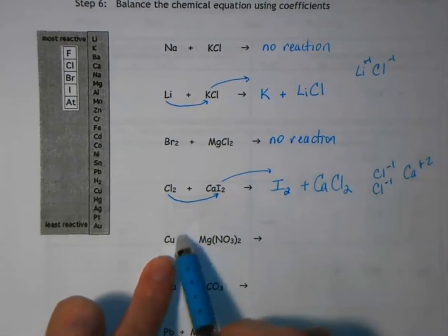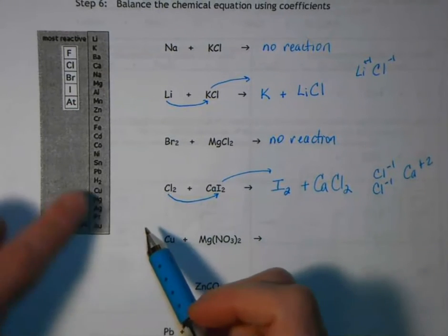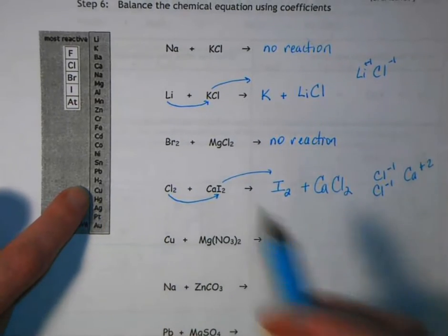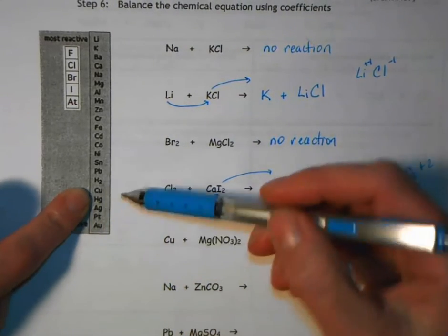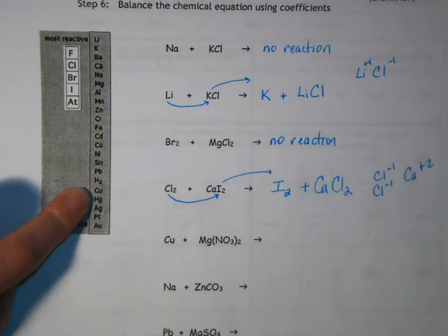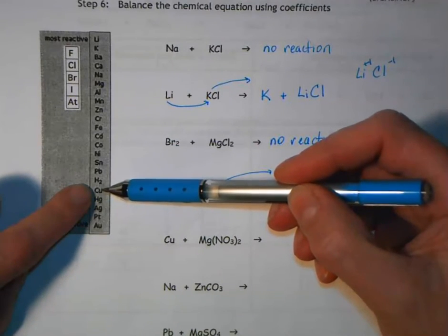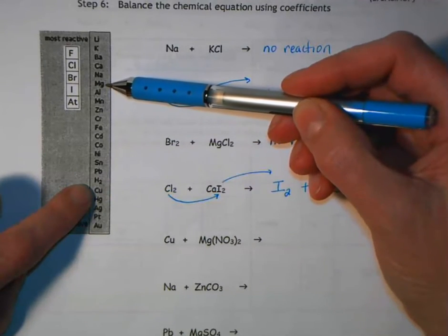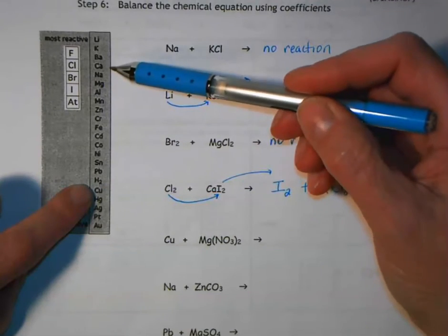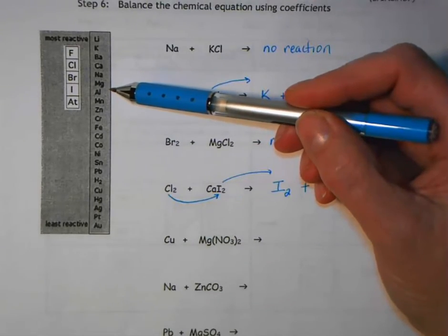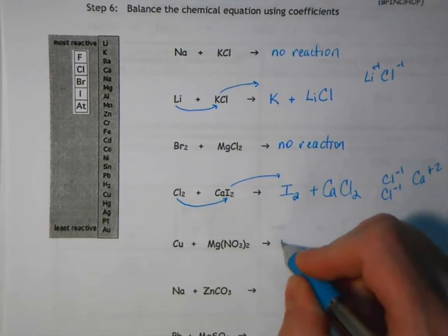The next problem has copper in it. Cu is copper, and copper is right down here on our activity series list. Copper is a positive ion, just like all the rest of these in the long list. We're going to look for the other positive ion. So let's see if we can find Mg, magnesium. So here's copper, and here's magnesium. So copper and magnesium are in the same list. Magnesium is higher on the list, so magnesium gets to stay in the compound. So that will be a no reaction.